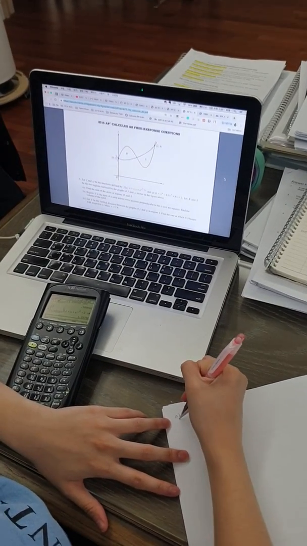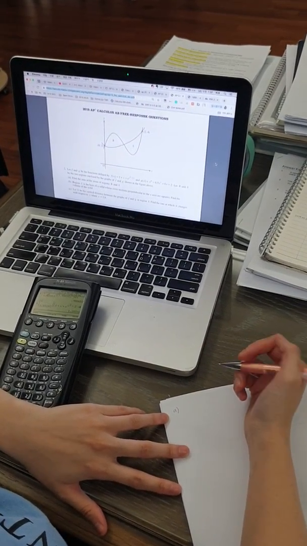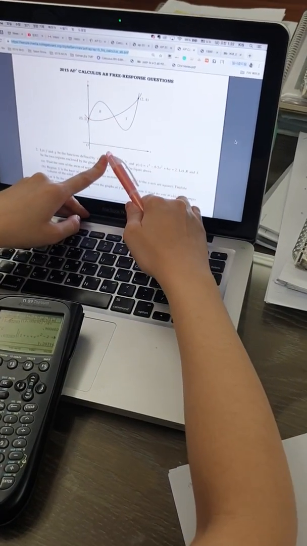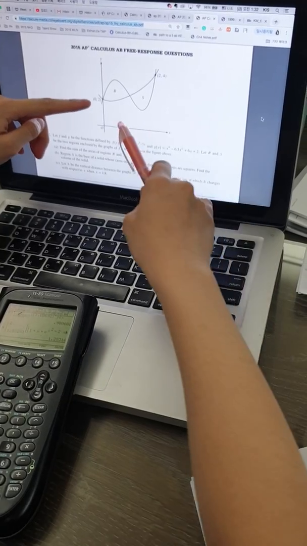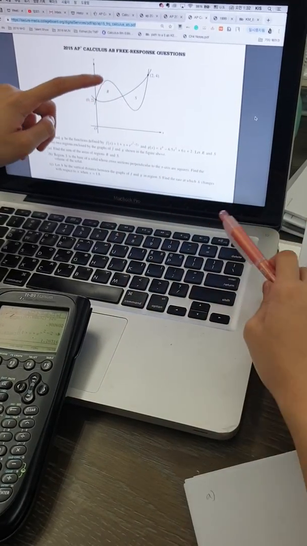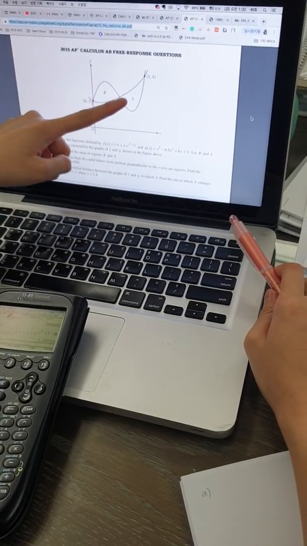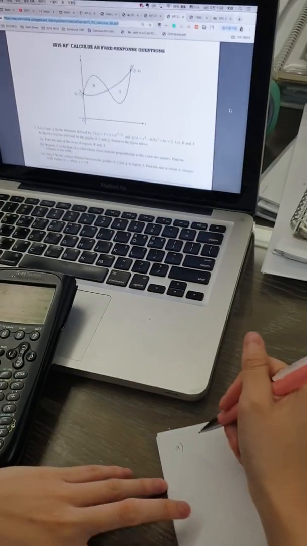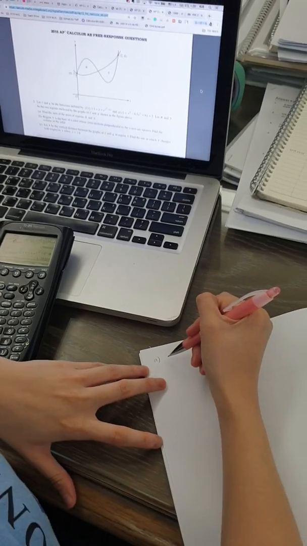2a. Find the sum of the areas of region R and S. You have to make sure that you get the intersection, because if you see over here, for region R, g of x is on top of f of x, while region S is going vice versa, so you have to look for the intersection.